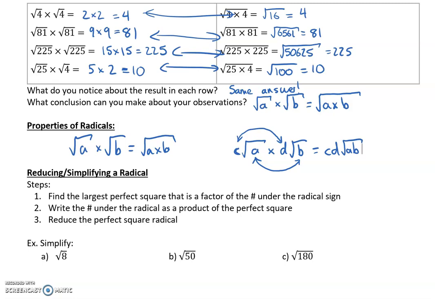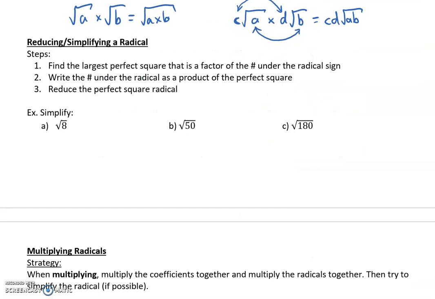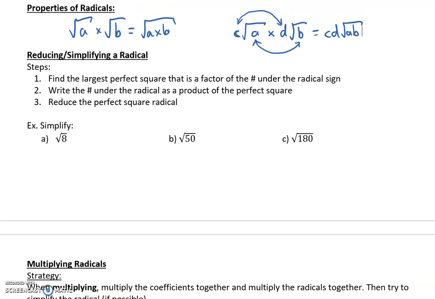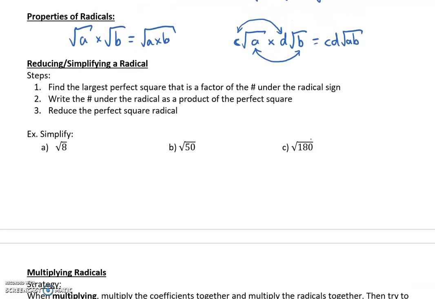So let's talk about reducing and simplifying a radical. Well, what does that even mean? It just means to make it simpler so that it's something we can more easily see. Now, it might not be super clear for something like a here, but for b and c, that's a pretty big number under the square root. We want to get it as small as possible. So what we want to do is find the largest perfect square that's a factor of the number under the radical sign. And so in this first case, the square root of 8 is the square root of 4 times 2. 4 is a perfect square, the largest perfect square I can find.